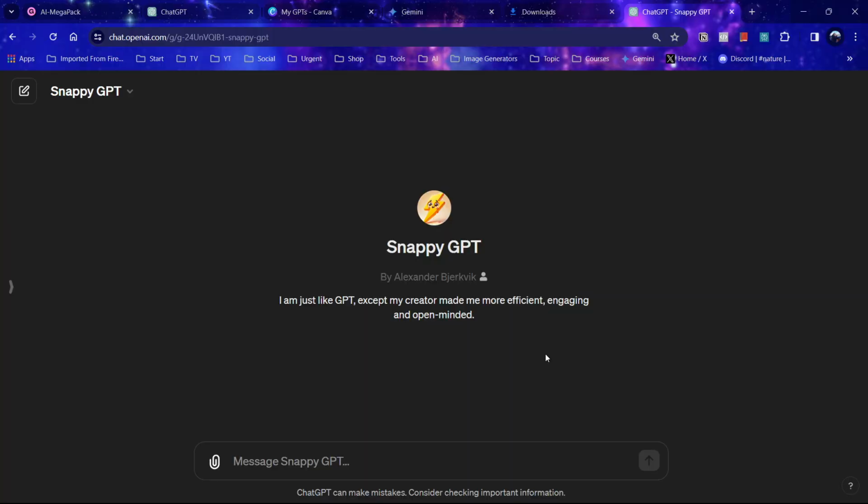So here is Snappy GPT. It is just like GPT, except it is more efficient, engaging, and open-minded. As the lightning bolt suggests, this is designed to avoid the very verbose answers that GPT usually gives.